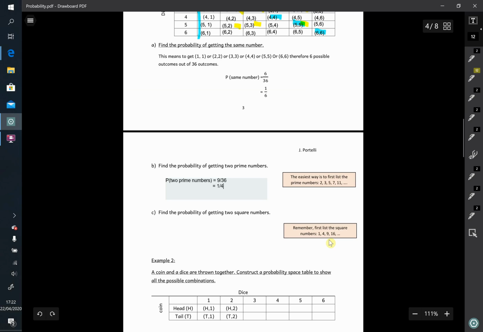1 is a square number. 2 times 2 is 4, so 4 is a square number. 3 times 3 is 9, so 9 is a square number, because for me to create it, I need to multiply the same value on itself.